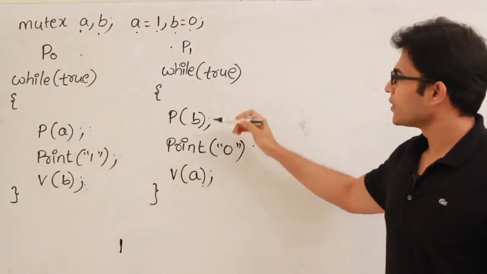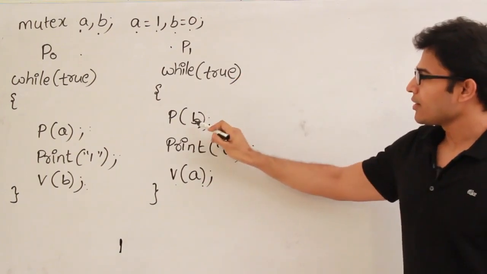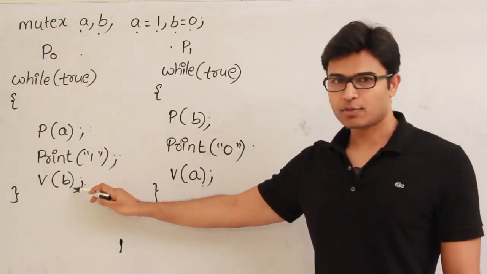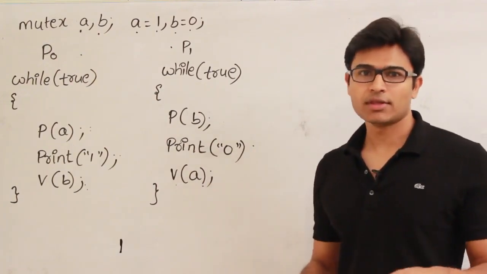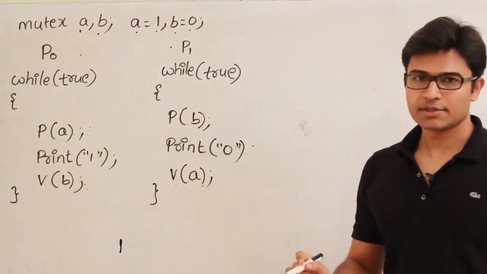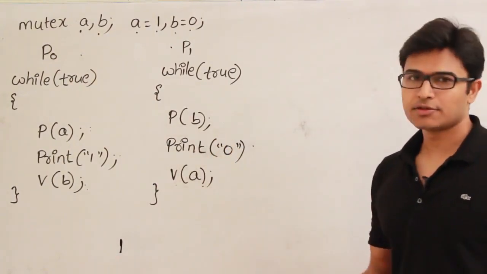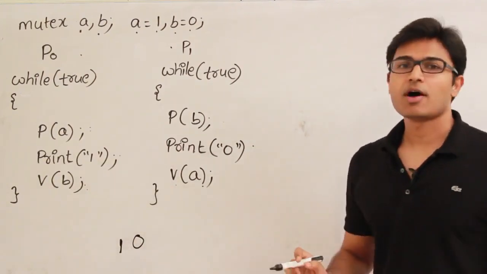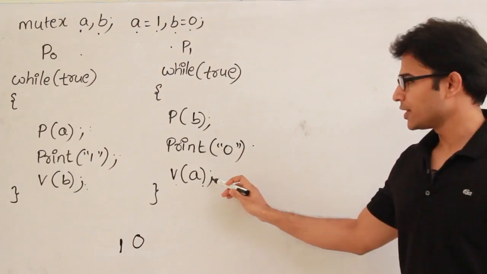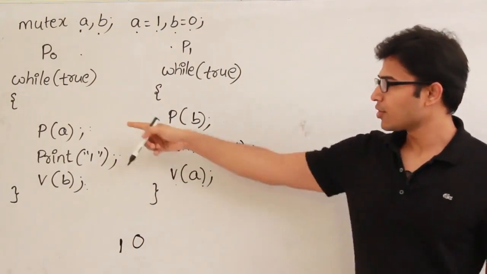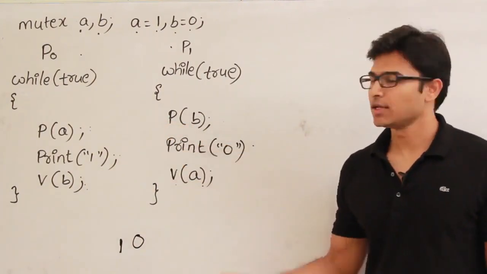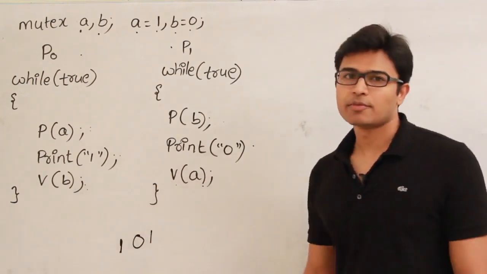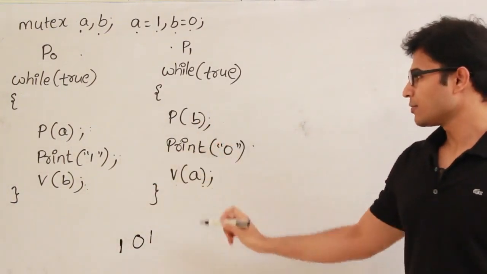And what about the other one? It will try to perform a down on B. See, here the up on B is already performed, therefore B value is now 1. So down on B will be successful, and this line will get executed, which means 0 will be printed. And now it is going to perform an up on A. So when you perform up on A, then what happens? The process which got blocked there will get unblocked, and therefore it will print 1 here, and again it will perform an up on B, and therefore it can perform down on B.